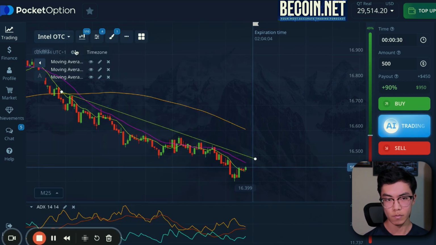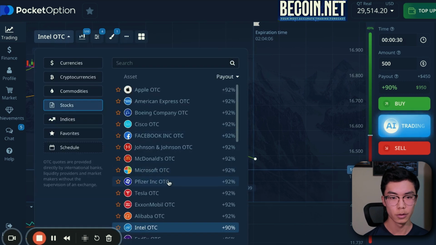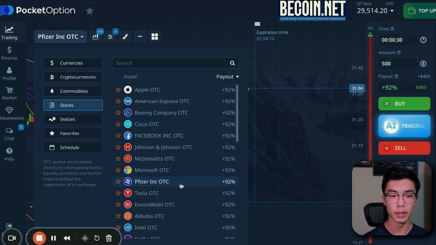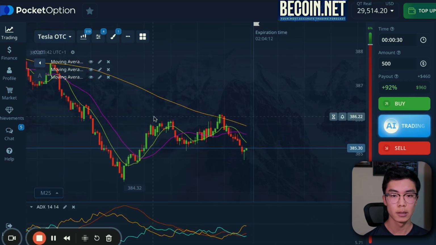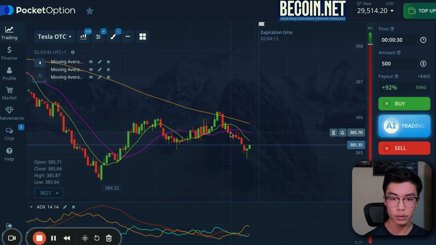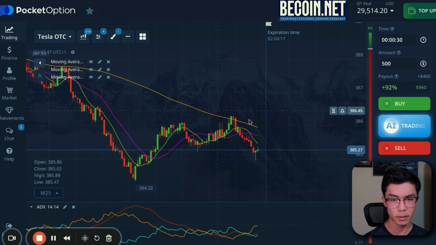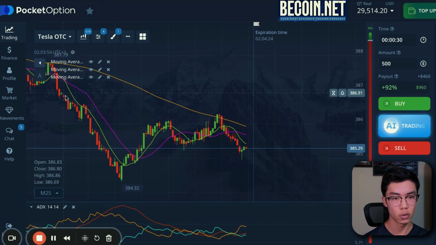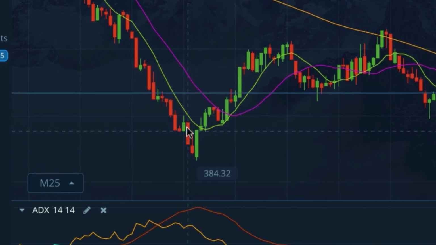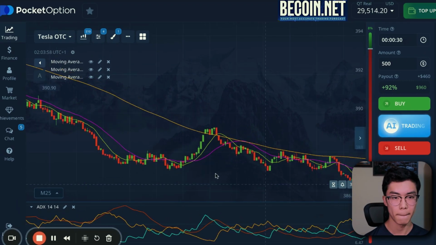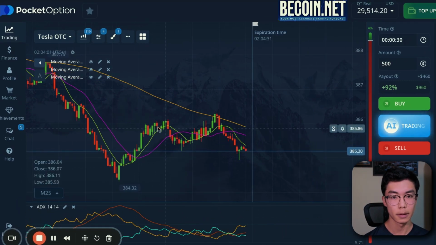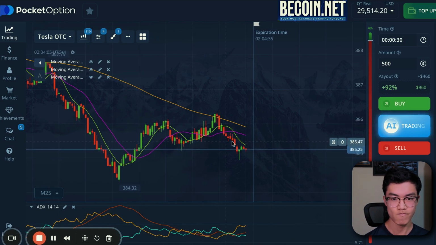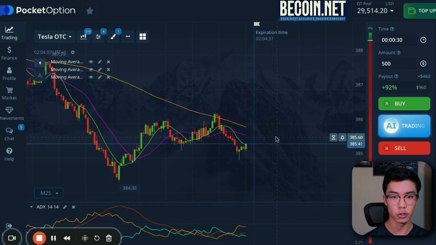I'm going to go to Pfizer for now. See here. Nothing super big. Tesla. Downwards movement, crossover downwards. Somewhat promising. Let's see here. So it did have a huge downwards spiral right here. Went back up. And here. Yeah, nothing super sturdy.